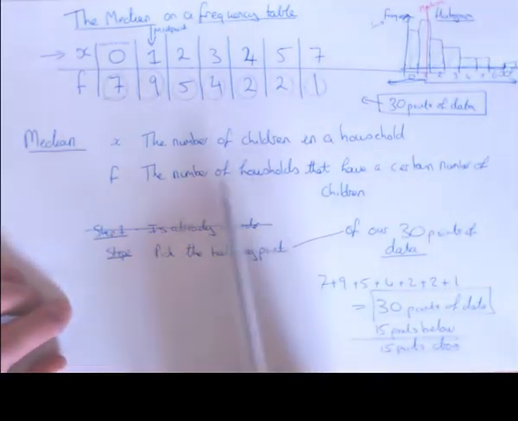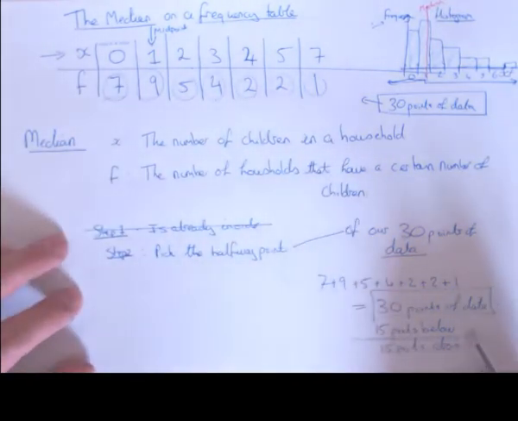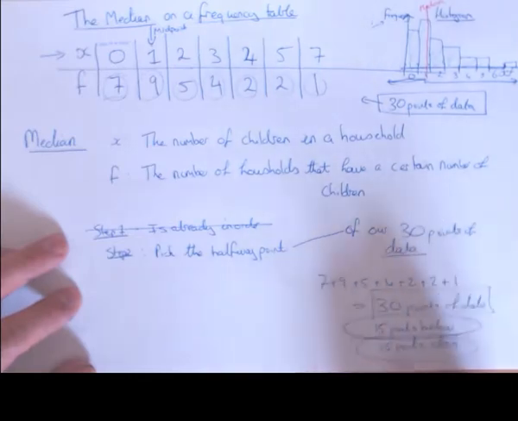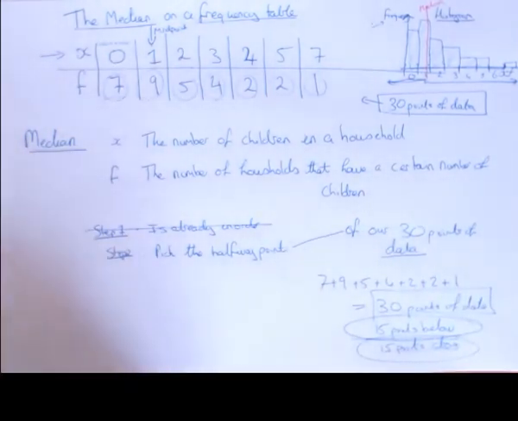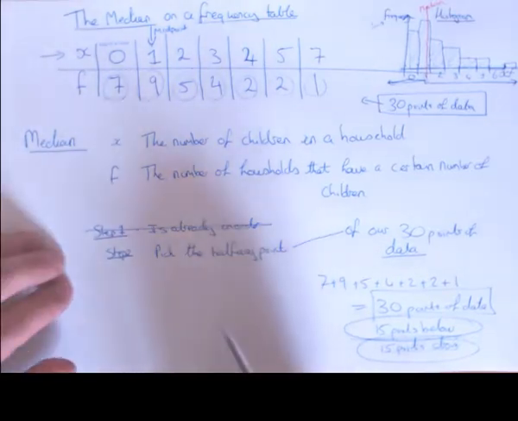On a frequency table, it means that half of our data points are below this value and half of our data points are above this value. When I say below, of course, I mean at or below that value. And when I say above, I mean at or above.